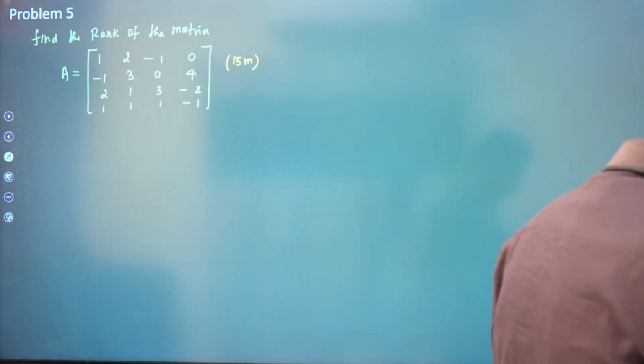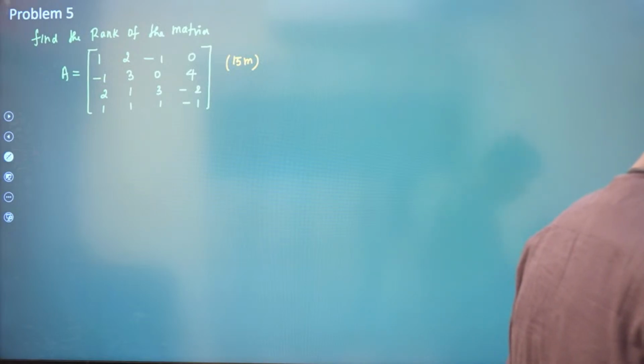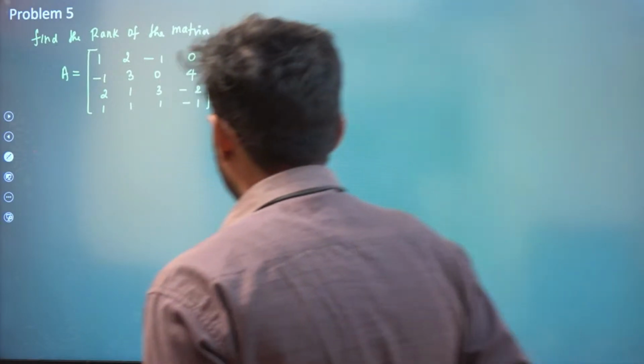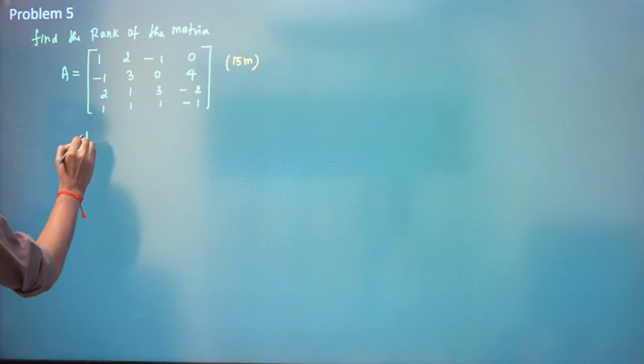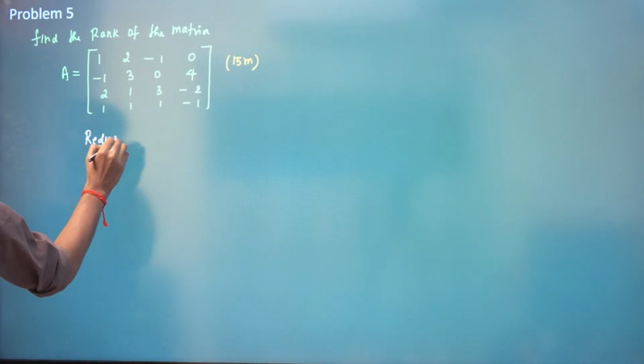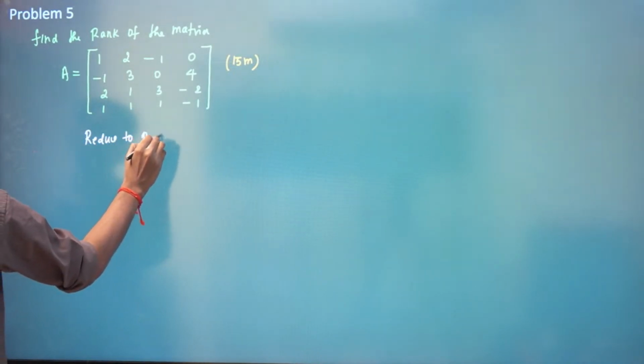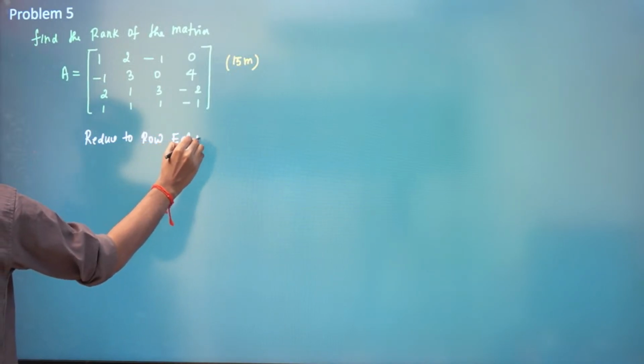So you reduce to row echelon form. After reducing to row echelon form, the number of non-zero rows is your rank of a matrix. So reduce to row echelon form. I'm not going to do this, right? You know how to reduce to row echelon form.